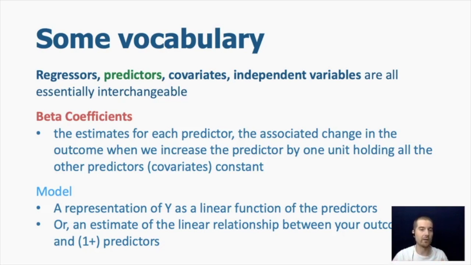And then I'm going to use the term model a lot. We've already used it a few times. A model is just a representation of y as a linear function of the predictors. In other words, it's an estimate of the linear relationship between your outcome and the one or more predictors. It's just a simplification of the world. That's all a model is trying to get at. We know the world is really complicated, but we want to understand the relationship between these things. A model helps us get to that by simplifying all the noise in the world and helping us try to just find what is really the relationship happening there.